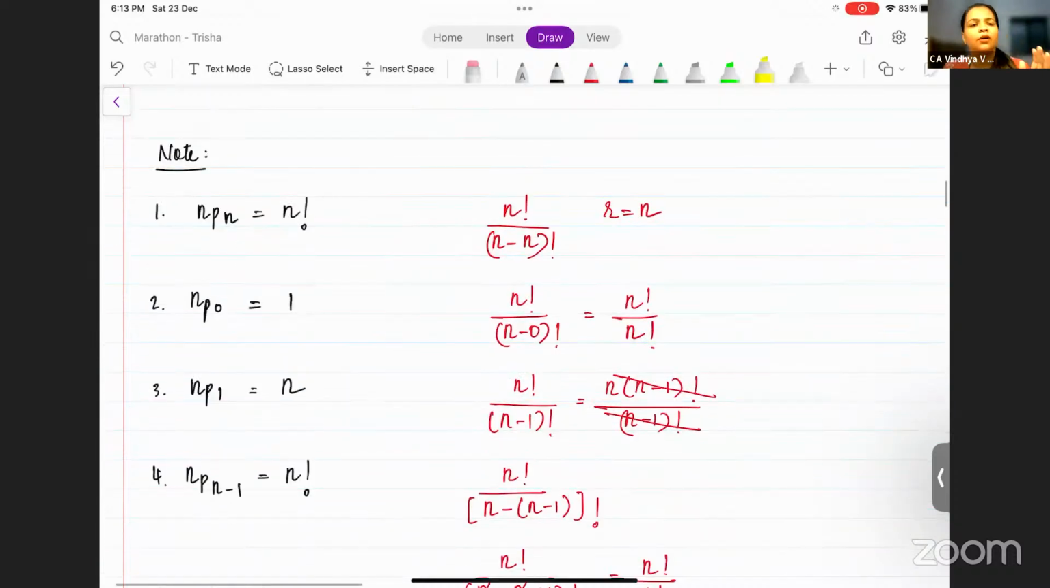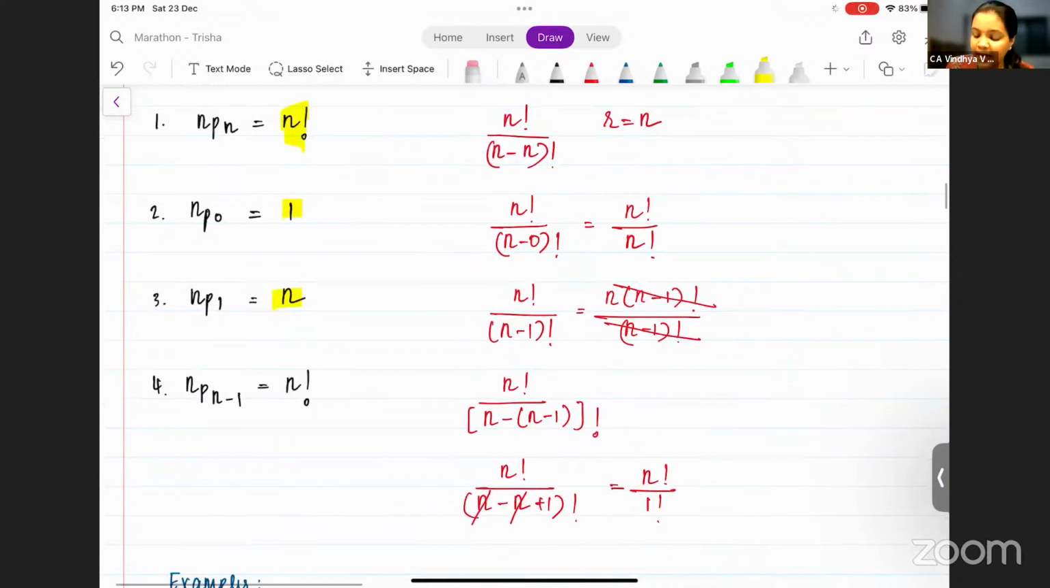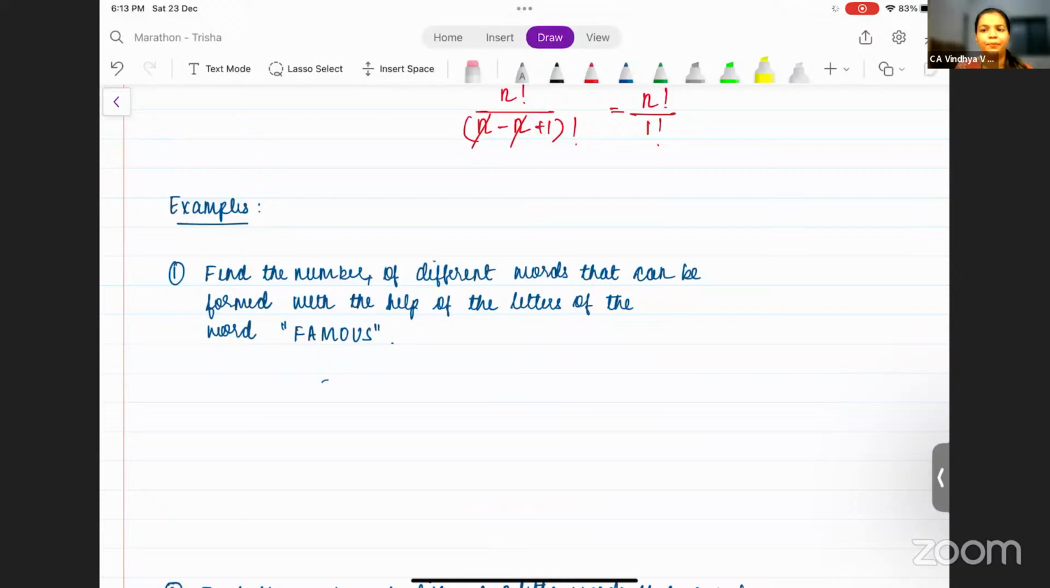Now, a few notes. nPn can also be written as n factorial. That means 3P3 is 3 factorial. nP0 is 1. nP1 is n. And nP(n minus 1) is n factorial. If you remember this, you can solve a few questions quickly and easily. All right. Let's take a few examples to go ahead.